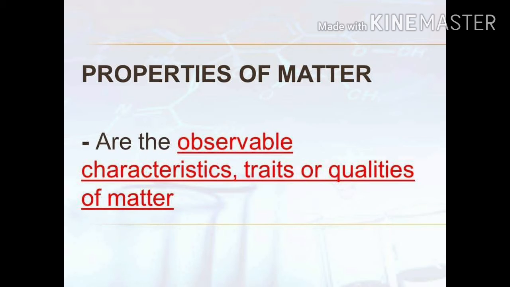If you will find the meaning of the word property in the dictionary, it means characteristic, traits, or qualities. But in science, what does properties of matter really mean? This only means that properties of matter are about the observable characteristic, traits, or qualities of matter.